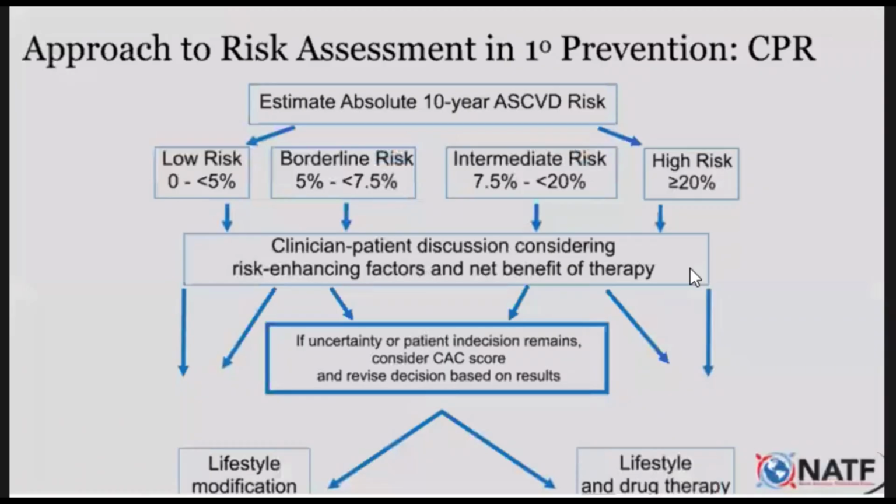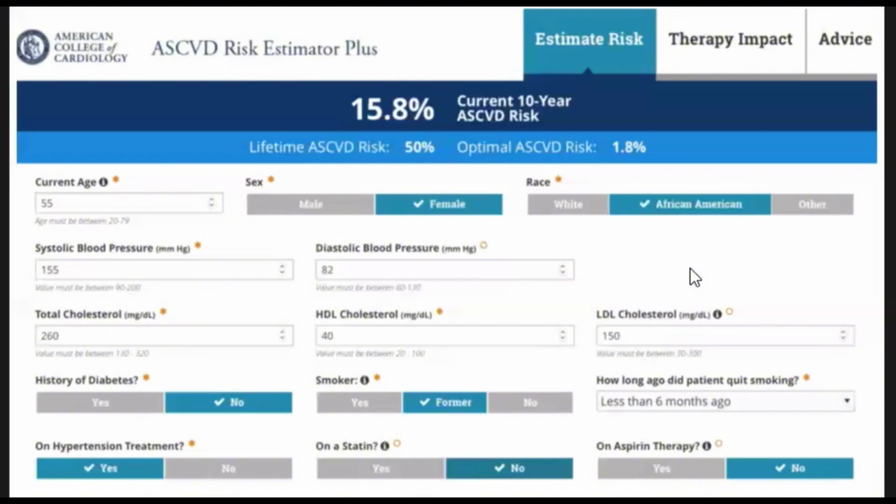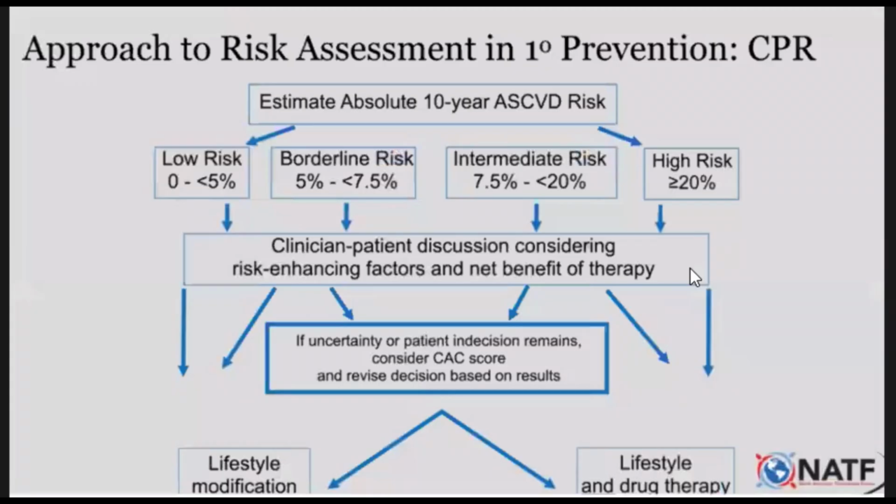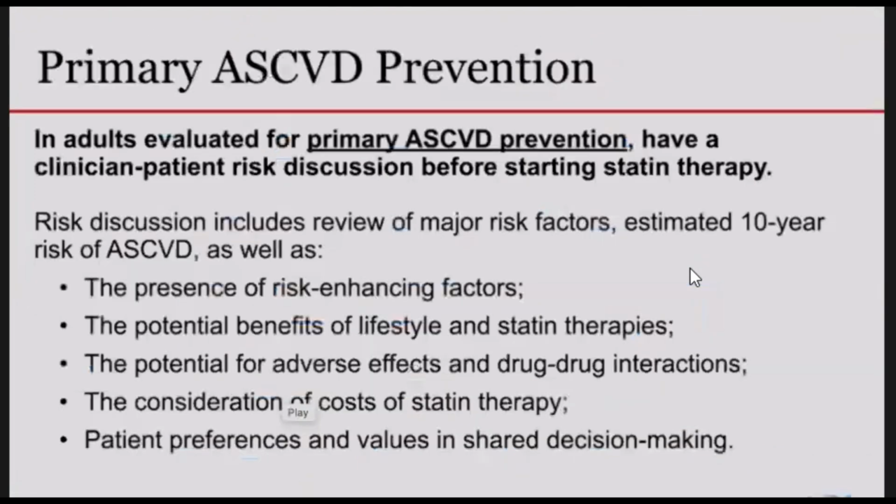As I said, after using this, you give a score. That is the score there. So if it is a low risk, it's less than 5; 7.5 is borderline, intermediate risk; and high-risk patients are more than 20. By that time, the high-risk patients have developed at least one atherosclerotic cardiovascular disease.